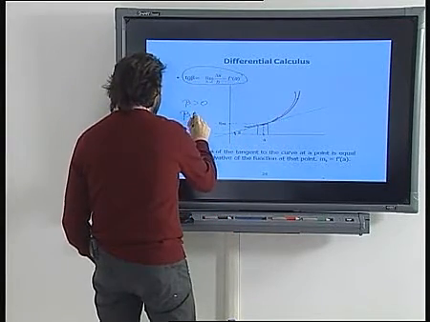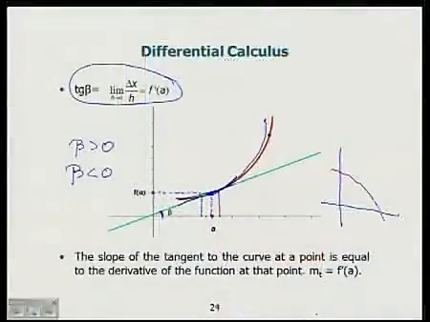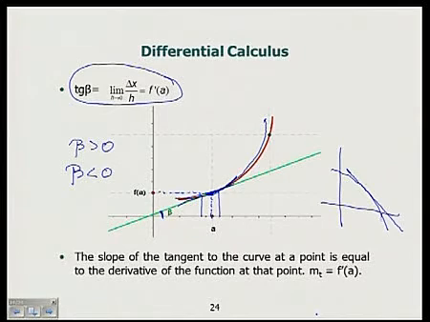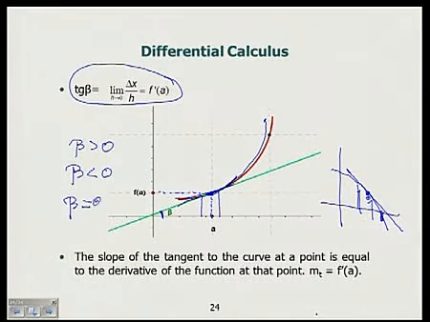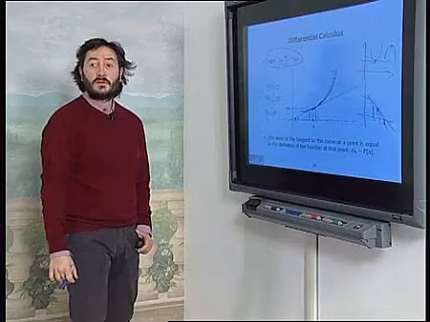If beta is smaller than 0, then we have the opposite situation. This is beta, and the function is decreasing in this interval. If beta is equal to 0, it's possible to have a minimum or a maximum for our function. And this is the interpretation of the derivative of a function.